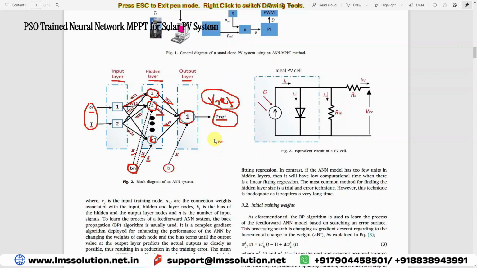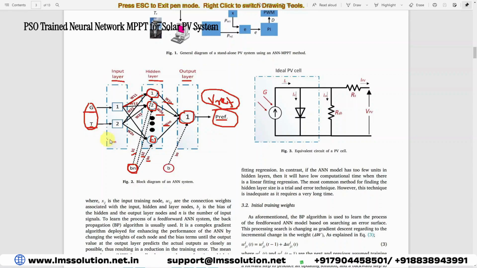But in this implementation, you have to use particle swarm optimization to update the weights between the input and hidden layer and the hidden layer and output layer, and also the bias of each neuron. That is updated by means of particle swarm optimization with respect to the input data and the target data. Here we consider the input as the irradiation and the temperature, and instead of P reference, in this simulation, we use the voltage at maximum power point as the target value.